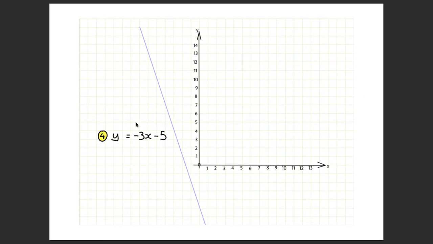Number 4, y equals minus 3x minus 5. Okay, so I should have really extended my graph axes here, but it's cutting at minus 5. 1, 2, 3, 4, minus 5. And then it's got a gradient of minus 3. So again, for every 1 across, it's going 3 down.